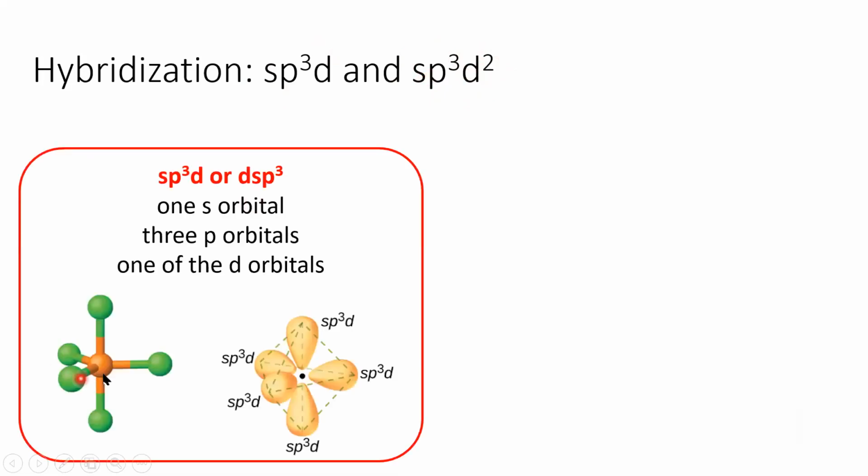So if we were to look at this structure here, we've got 1, 2, 3, 4, 5 things coming off the central atom. Each of the orbitals have to be equivalent or the same. So we would have 5 sp³d hybridized orbitals to give us this trigonal bipyramidal shape.